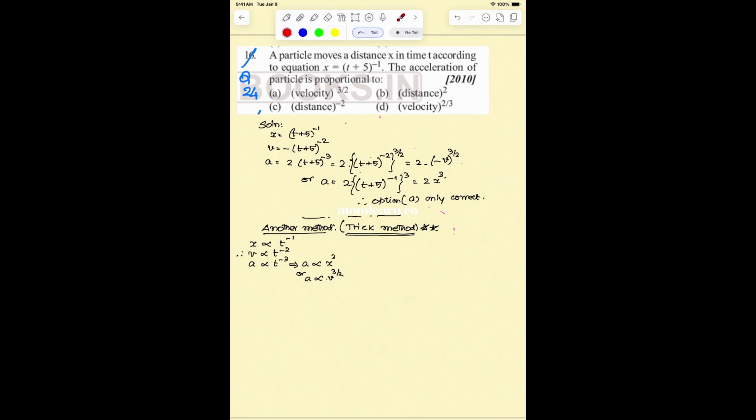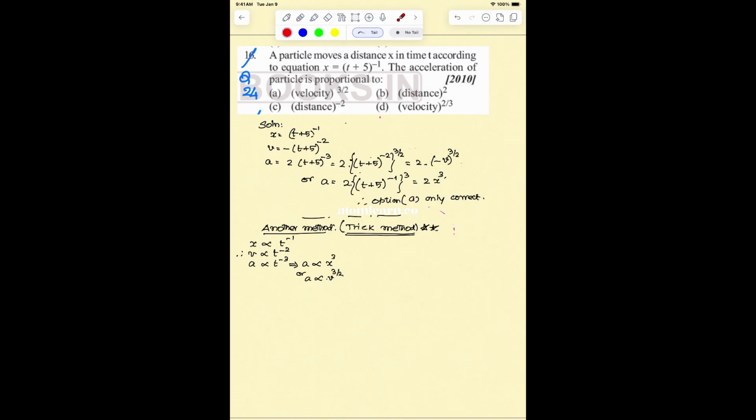Whereas if you want to check the other options with reference to distance, you can still do it like this, because a is equal to 2 into t plus phi power minus 1, whole power 3. This can be written like this. Then t plus phi power minus 1 represents x. So replace it with x, and you get 2x cube. Therefore, 2x cube does not satisfy any of these options. So option A is the only correct one.